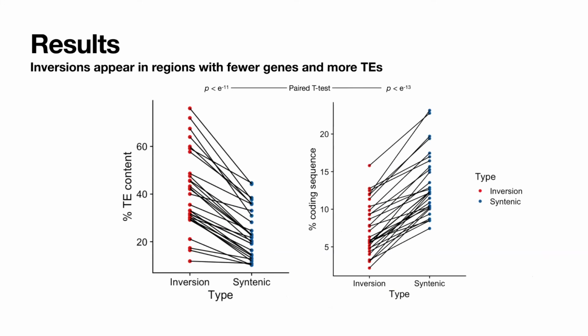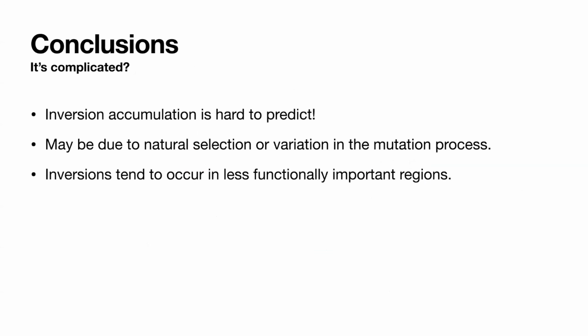We did find that inversions do tend to occur in regions of the genome with higher TEs and with fewer coding sequences. So they're typically away from genes and typically closer to TEs. What this means is that inversion accumulation is a really complicated process, and it could be due to unseen instances of natural selection, or it could be variation in the mutational process, how inversions are actually occurring. And we do support prior hypotheses about where inversions tend to occur, and we think they occur in less functionally important regions.